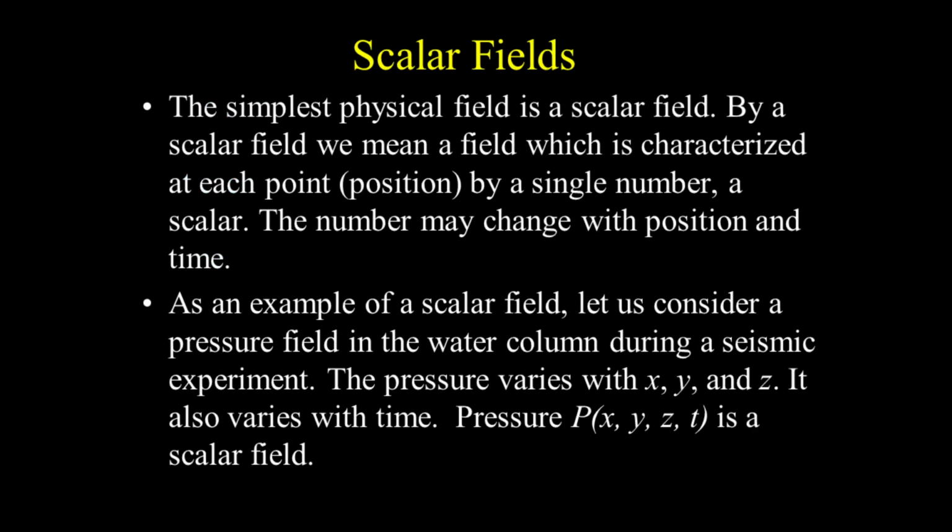The simplest physical field is a scalar field. By a scalar field, we mean a field which is characterized at each point or position by a single number, a scalar. The number may change with position and time. As an example of a scalar field, let's consider a pressure field in the water column during a seismic experiment. The pressure varies with x, y, and z. It also varies with time. Pressure P(x, y, z, t) is a scalar field.